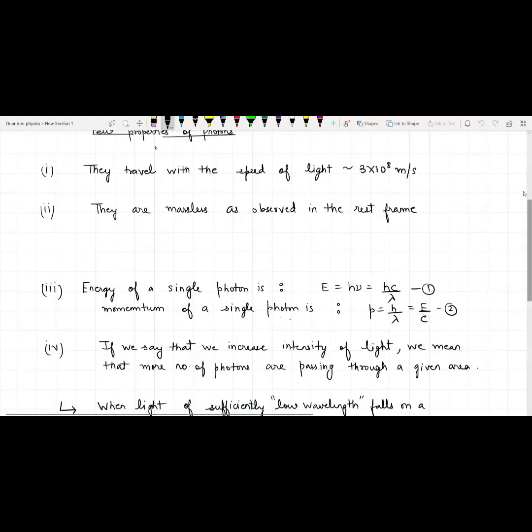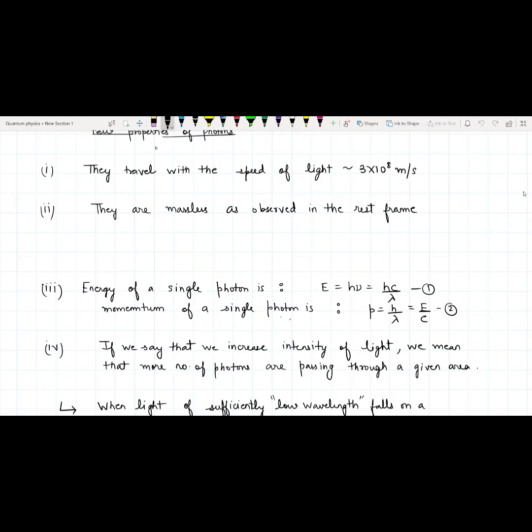The first property is that they travel with the speed of light, which is 3 into 10 raised to the power 8, very basic. The second property about these photons is that they are massless, obviously in the rest frame. When you try to weigh these photons, the mass of these photons in the rest frame comes out to be zero. And it's a consequence of the special theory of relativity.